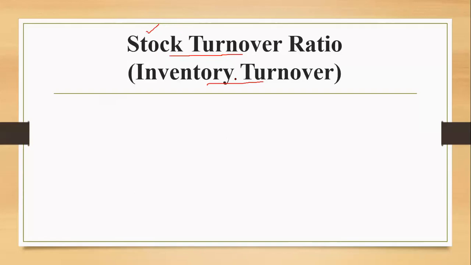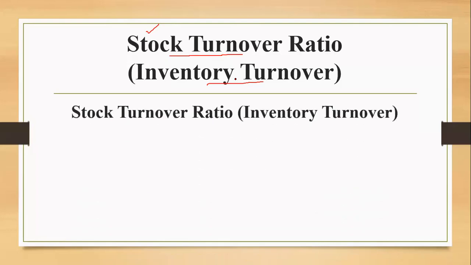Now the best thing about the turnover ratios formula is whichever ratio we are calculating, like stock turnover, in the denominator part it will be average stock. Likewise, debtors turnover ratio, so we have average debtors. Creditors turnover ratio, we have average creditors. Working capital turnover ratio, we have working capital as a denominator. So it is very easy to remember the formula for turnover ratios. Okay, let us see the formula.